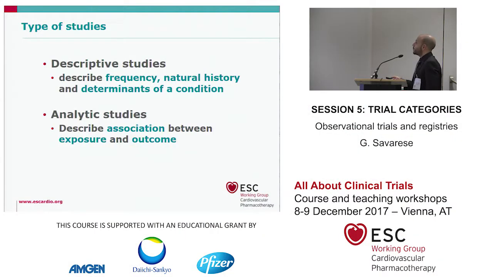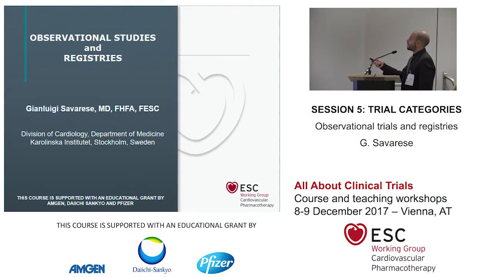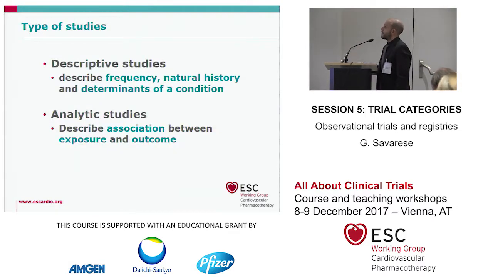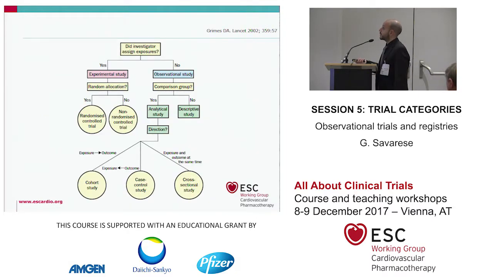So we start to talk about observational studies. There are two different types of observational study: descriptive studies that just describe frequency, natural history, and determinants of a condition. And then we have analytic studies that describe association between exposure and outcome.